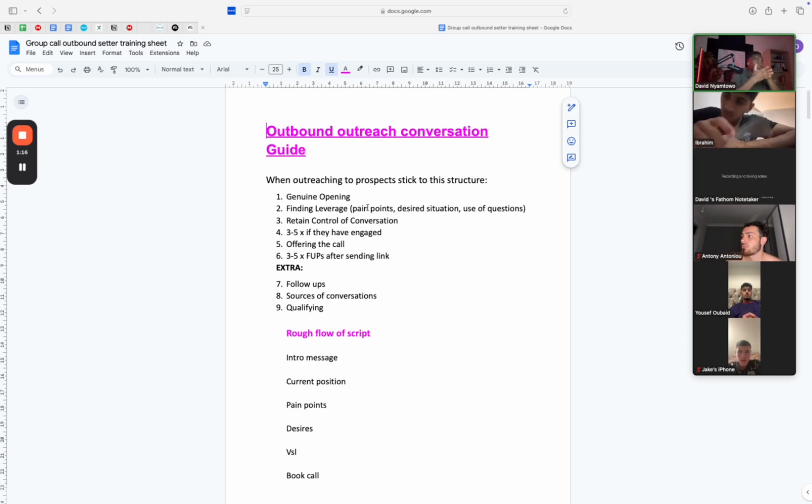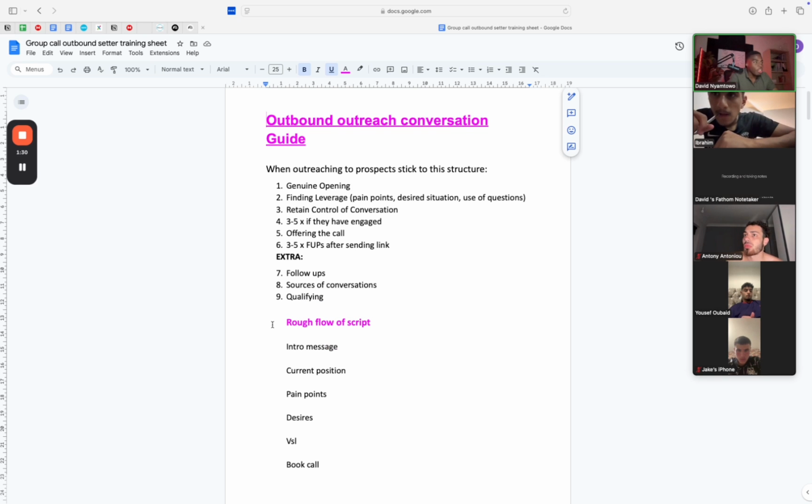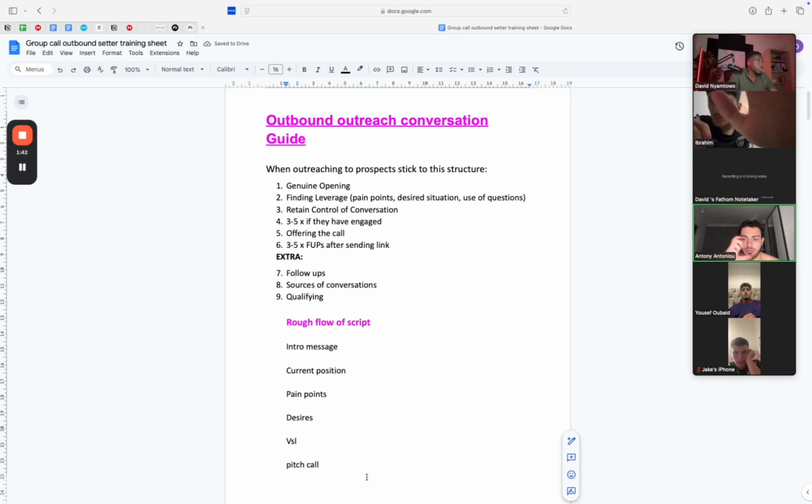Then follow-ups 3 to 5 times if they've engaged, offering the call, like pitching the call, and then follow-ups after. Some extras are follow-ups, sources of conversation, and also qualifying leads. So here is a rough flow of the script: the intro message, current position, pain points, desires, VSL, and then pitch call.